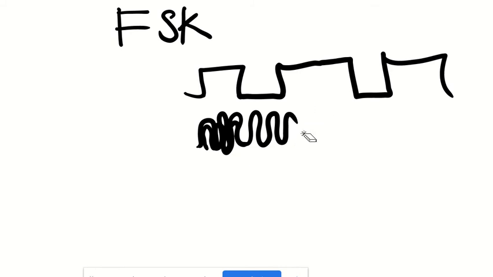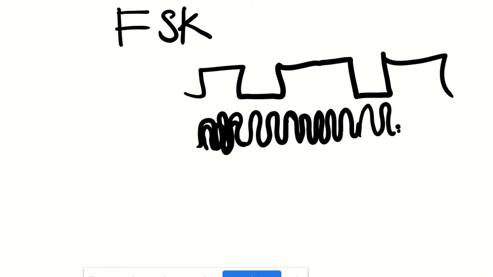So ones are more tight, higher frequency, zeros are lower frequency. So this is how the modulator at the end would know which is 1, which is 0, okay? So in short, with FSK, two sine wave frequencies are used to represent binary 0 and 1.